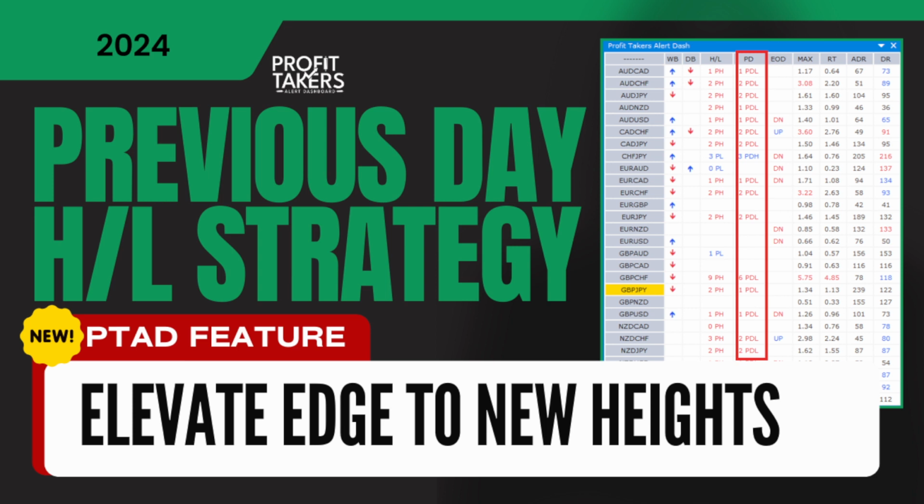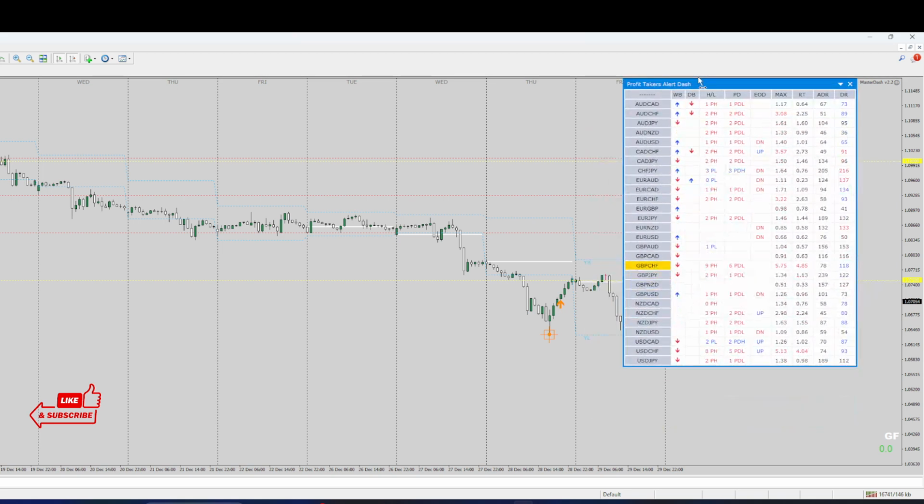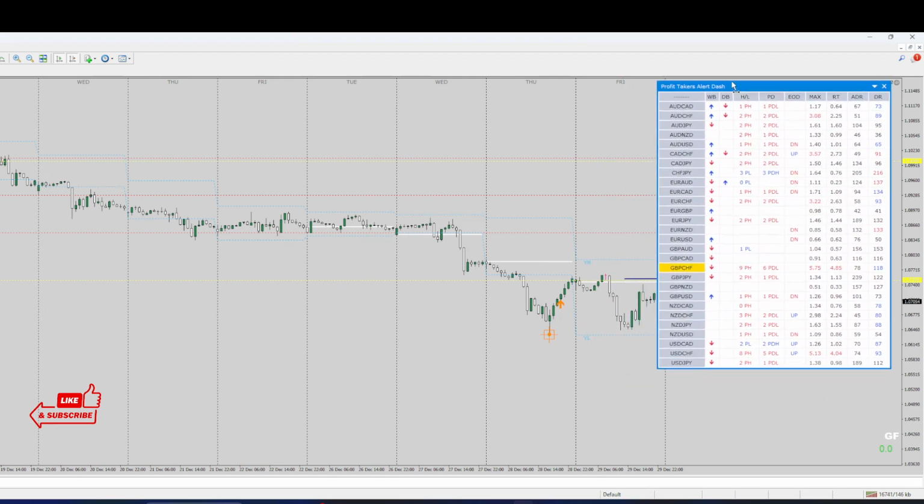Let's get into the charts. Let's talk about this previous day high-low strategy and what the alerts mean on the Profit Takers Alert dashboard. Obviously, this is also a trade manager. I know you're not seeing it right now. This is the test version of my new indicator. Once we're all said and done, we are going to include that trade manager back in here, and then, of course, we will deploy this to everyone.